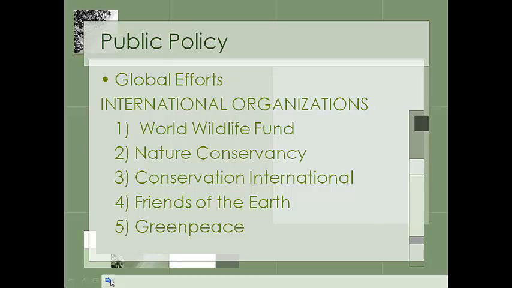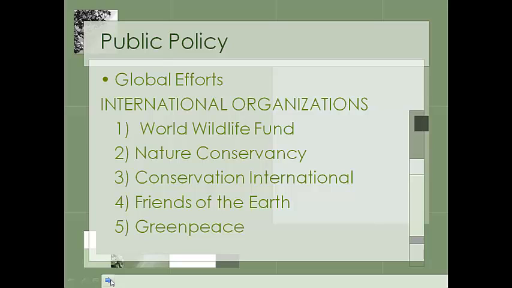Number 2, the Nature Conservancy. 3, Conservation International. 4, Friends of the Earth. And 5, Greenpeace. And again, you've maybe heard of some of these, but might not be completely familiar with what they do and how they actually help to promote biodiversity. They're huge organizations. As I said, they're global organizations, people in many different countries coming together to work on common goals.